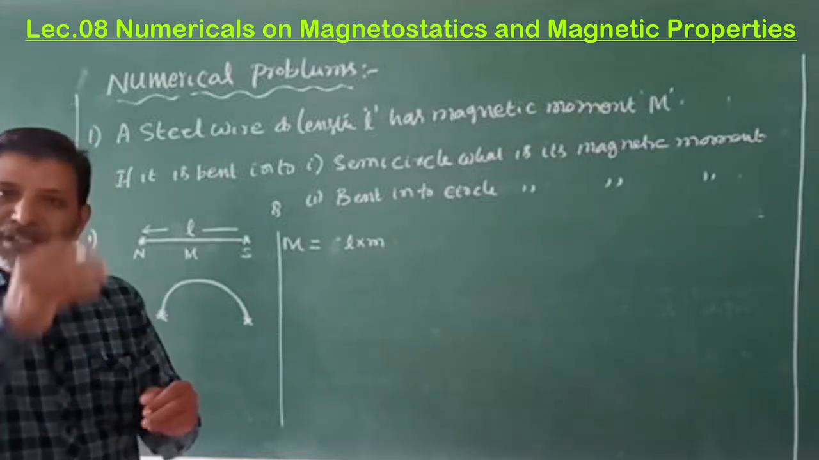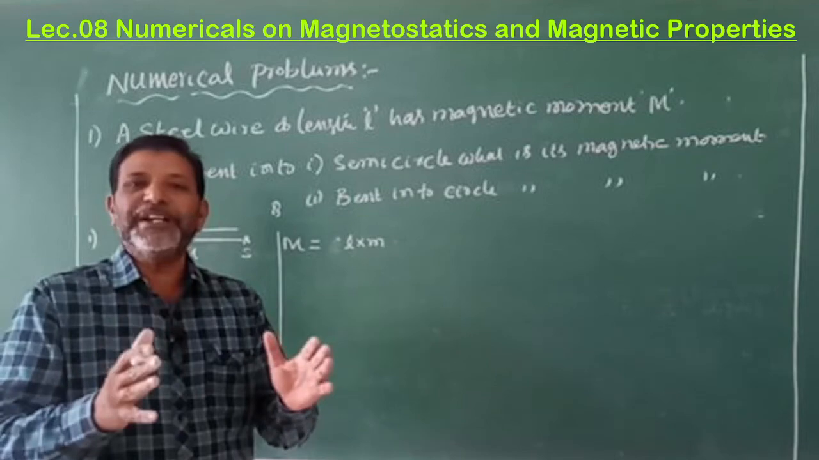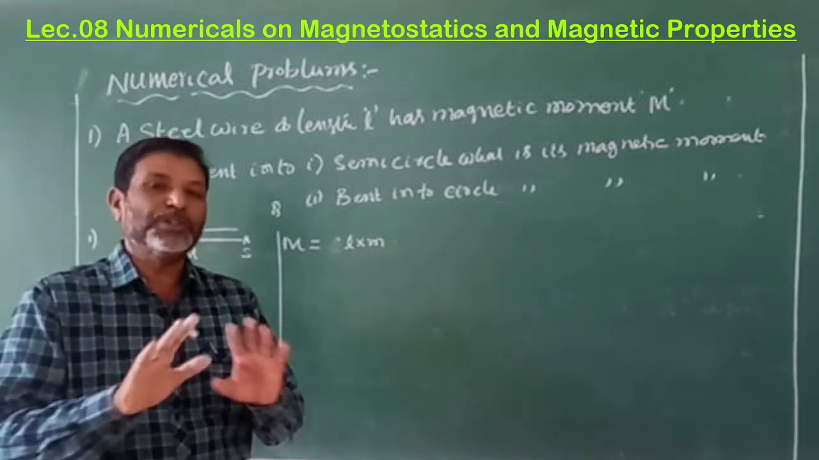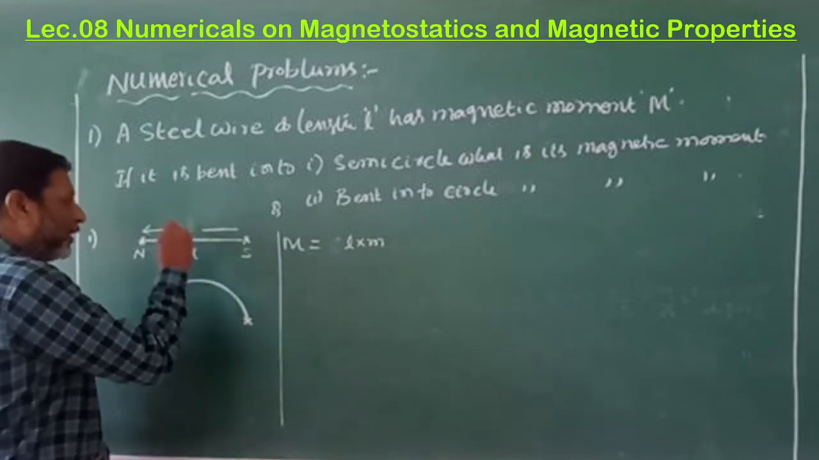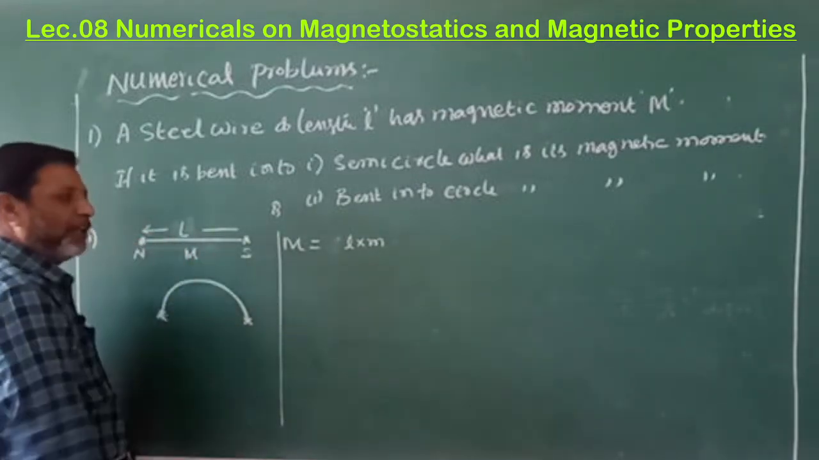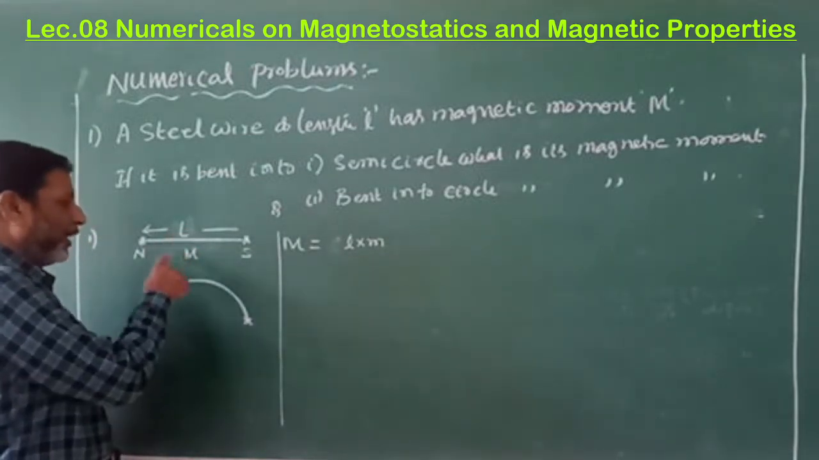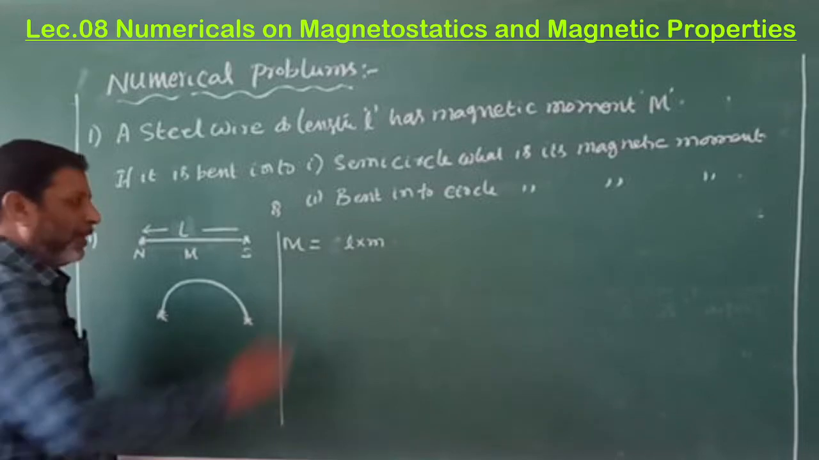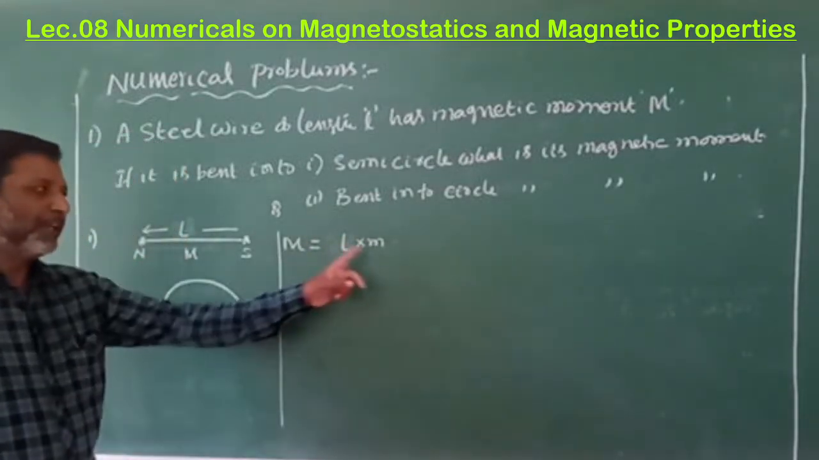But in the derivation of the formulas, for our convenience, we have taken it as 2l, so that you should not be confused. Therefore, instead of writing small l, it is better to write capital L, the distance between the two magnetic poles. If it is L, then the magnetic moment is M, and I will write it here: M is equal to L into m.